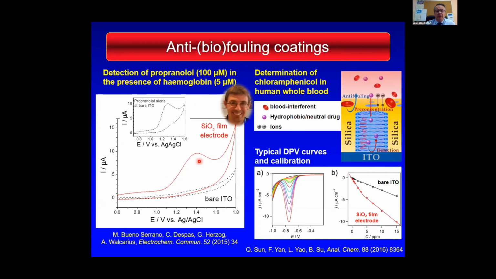A second example is that of the group of Bin Su in China. Actually, he used the same film, but with the surfactant inside the film, and he was able to detect chloramphenicol directly in whole human blood. In that case, all the charged species cannot cross the hydrophobic barrier, and only the small hydrophobic neutral drug is likely to reach the electrode and to give the electrochemical response.